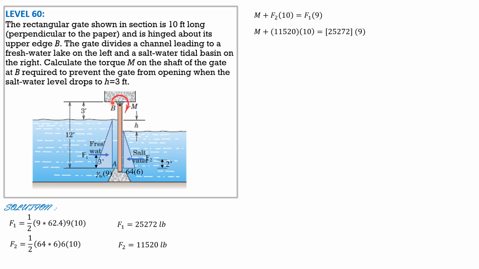From there, we can now solve for the moment, 112,248 pound-feet. If expressed in kip-feet, because this is a very high value, to 4 significant figures, it is 112.2 kip-feet. So that's it for this sample problem video.